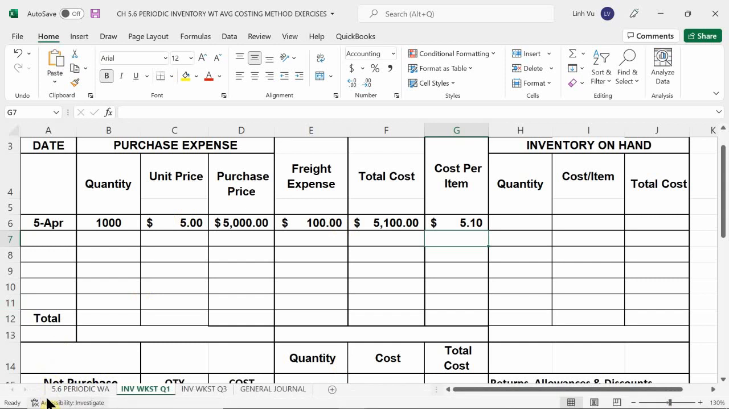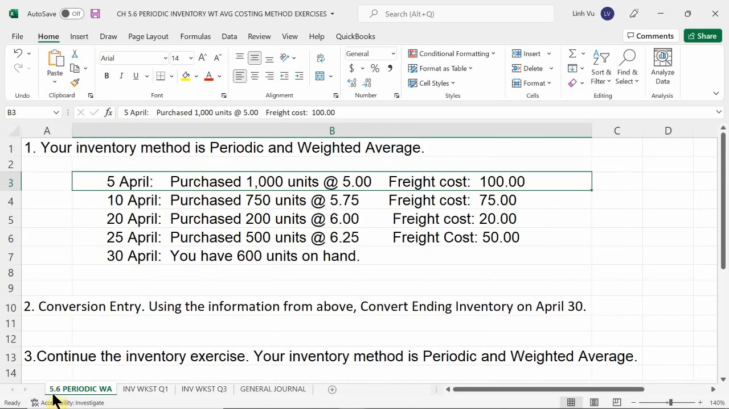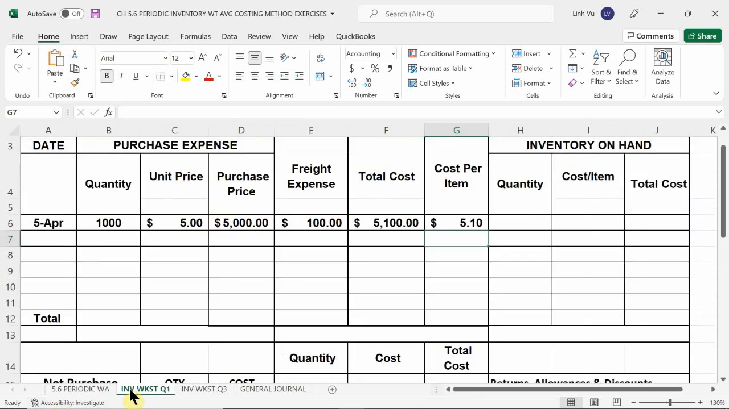So let's see what happened next. Then on April 10, we end up purchasing 750 units at $5.75 each with a freight of $75. Okay. So it is April 10, 750, 5.75, 75. So in this case, what is my total purchase price here?